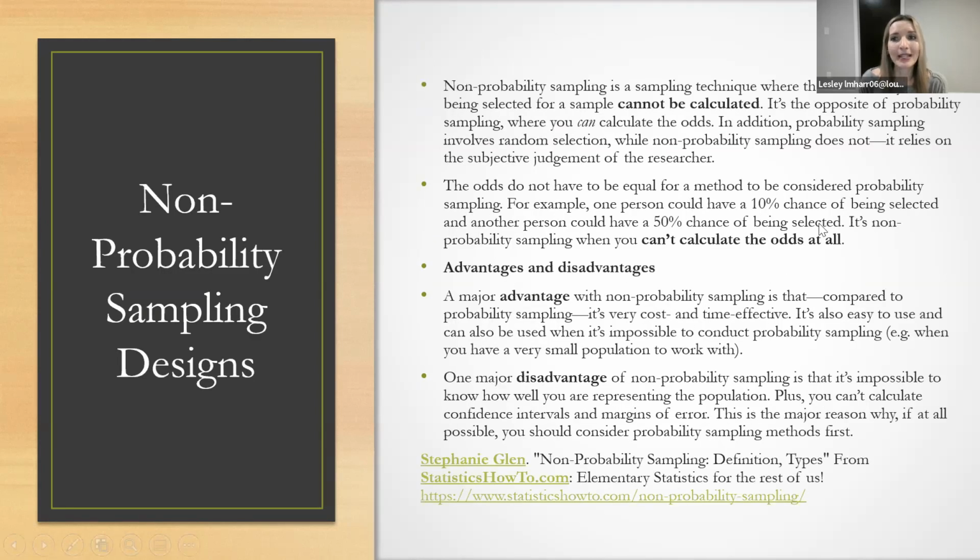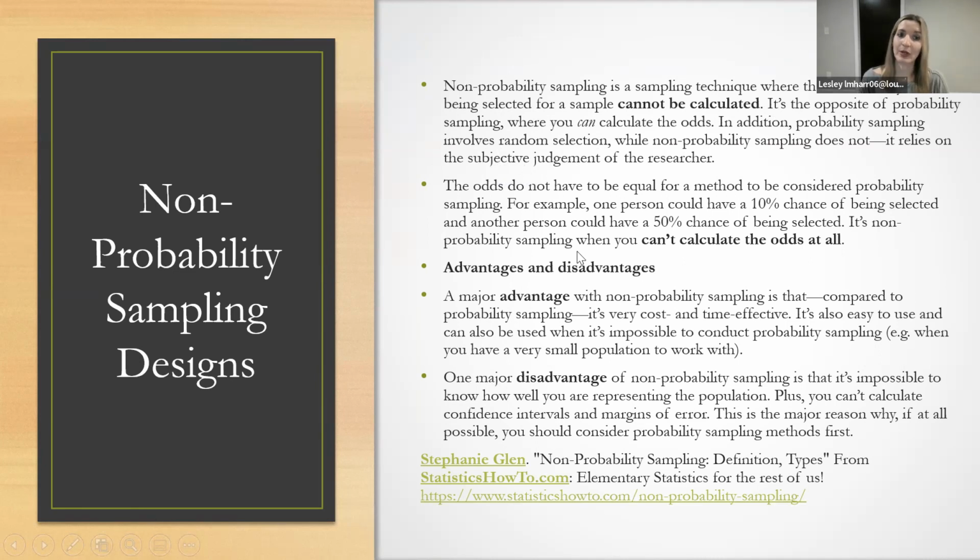It's a sampling technique where the odds of any member being selected for a sample cannot be calculated. It's the opposite of probability sampling because you don't have to calculate the odds. In addition, probability sampling involves random selection where non-probability sampling does not. It relies on the subjective judgment of the researcher or the research team.